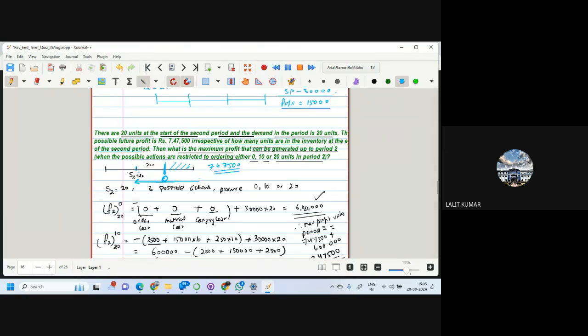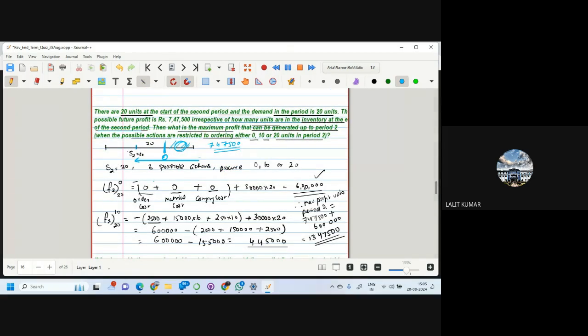In Bellman, what do we do? We start from the end side. So here profit is 747,500. Now S2 is 20, and he has also written that the possible actions are restricted to ordering 0, 10 or 20. S2 is starting at 20, demand is 20, so he can have all three options. He can order 0, he will have 20, sells 20 and does not hold anything. If he orders 10, he becomes 30, sells 20, and carries 10.